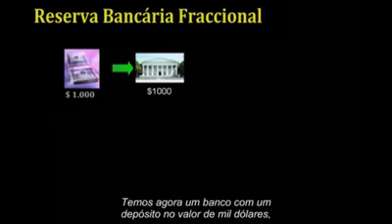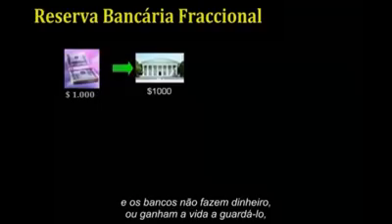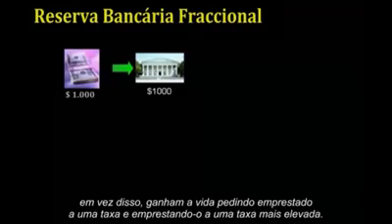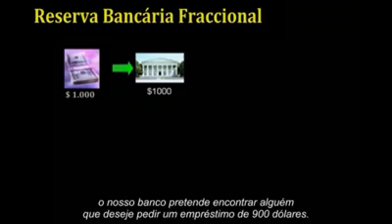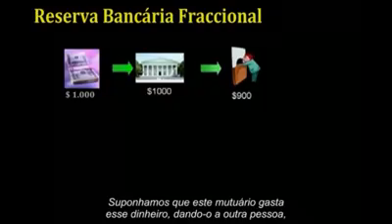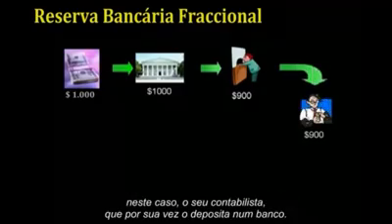Now back to our example. We now have a bank with $1,000 on deposit, and banks do not make money or make a living by holding on to it. Rather, they make their living by borrowing at one rate and loaning at a higher rate. Since any bank can loan out up to 90% of what they have on deposit, in our example, our bank wants to find somebody who wants to borrow $900. Suppose this borrower then spends that money by giving it to another person, in this case, his accountant, who in turn deposits it in a bank.